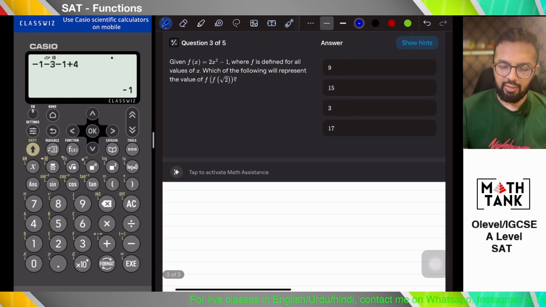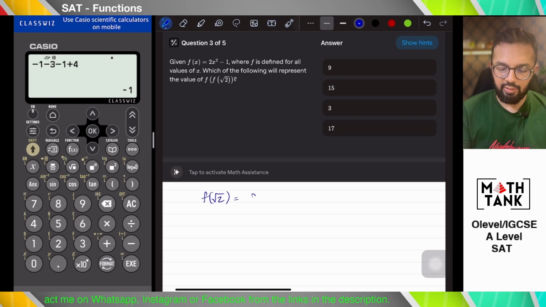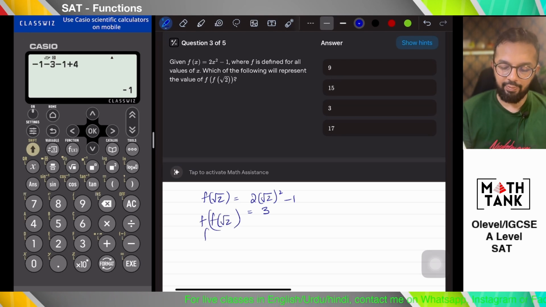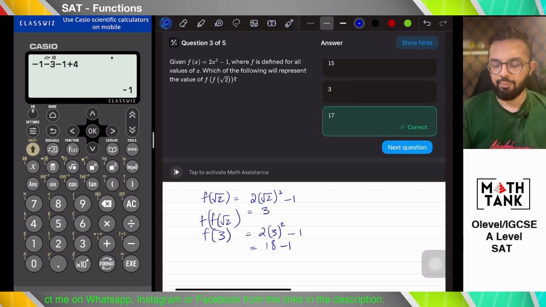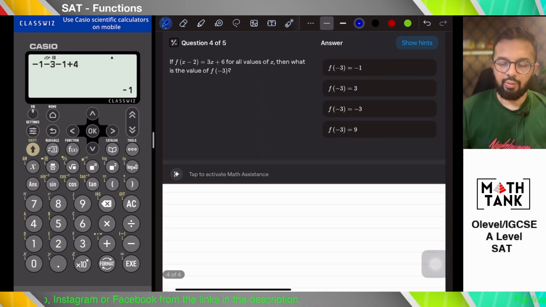The next question says, given that this, for all values of x, which of the following will represent f of root 2? So first I'm going to compute f of root 2 and see what my answer is, and then I'm going to insert it into the function again. So that gives me 4 minus 1, 3. So f of root 2 simply means f of 3. So 2 times 3 squared minus 1, that's 18 minus 1, which is 17. Let's look at the next one.